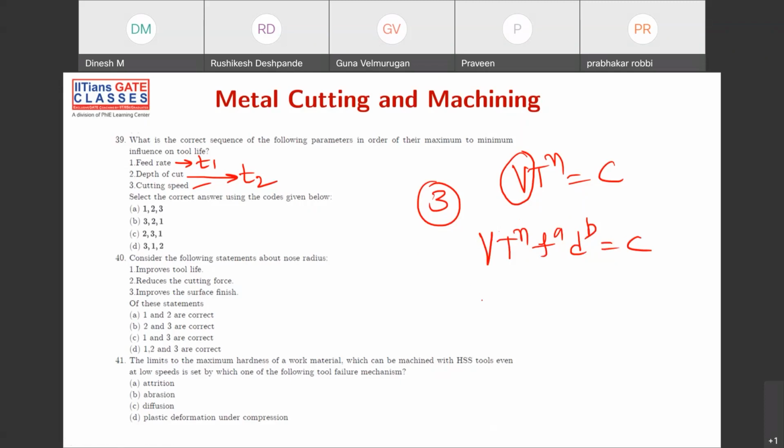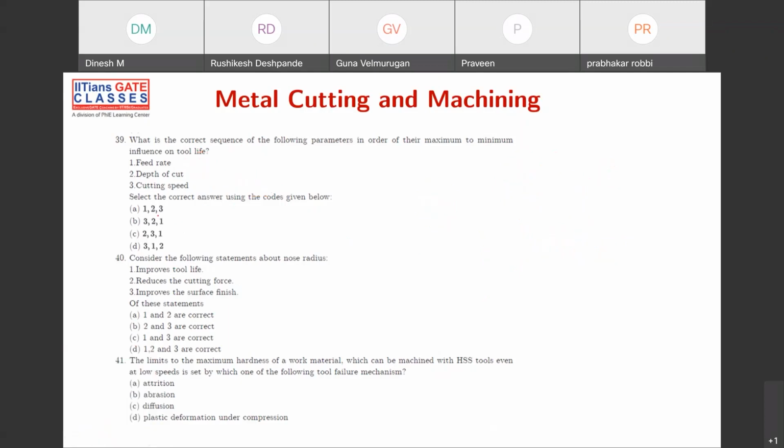So it is observed that this uncut chip thickness has more weight, more influence on cutting tool life than the depth of cut. So feed rate is affecting more than the depth of cut. So the answer is 3, 1, 2. So the answer is D. 3, 1, 2. Clear? Is it okay?